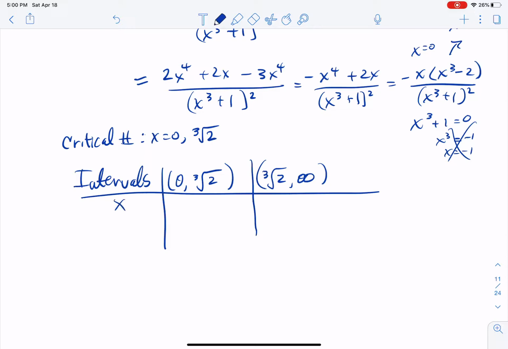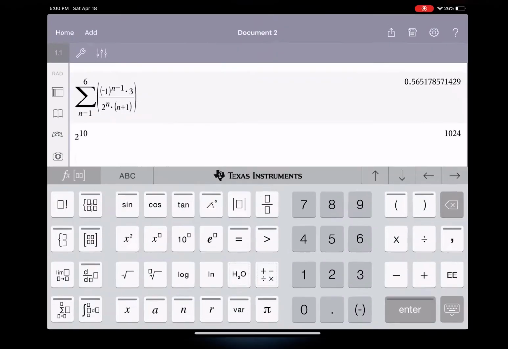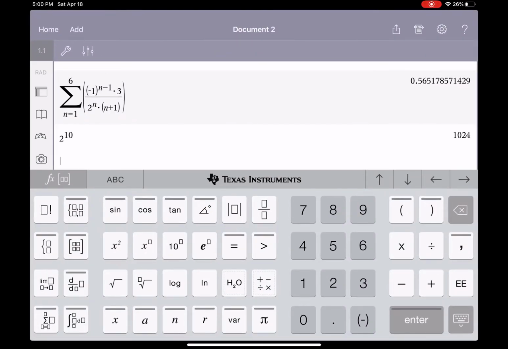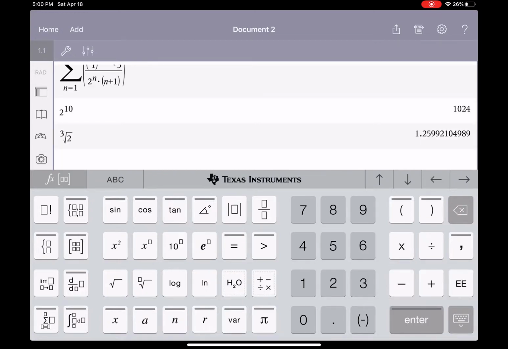We want to choose some x values. Cube root of 2. Anybody got any clues how big that is? I think I might need a calculator in here. What did I want? I wanted the cube root of 2, which is approximately 1.259, so about 1.3.